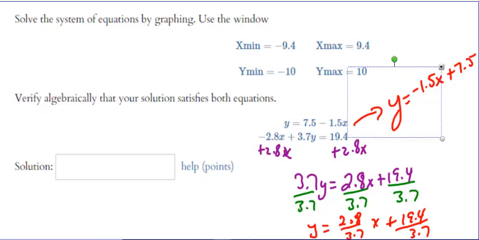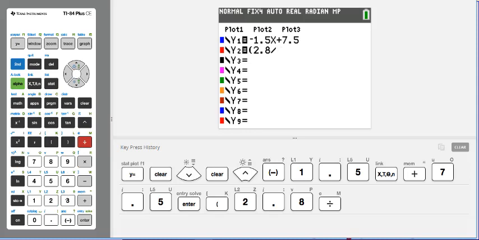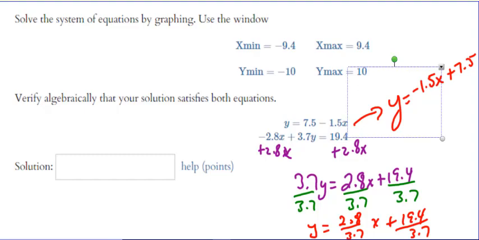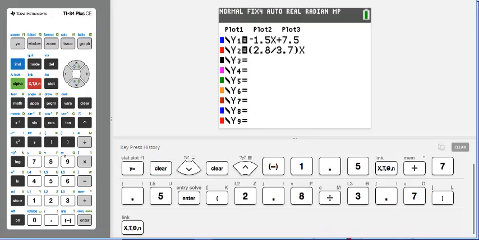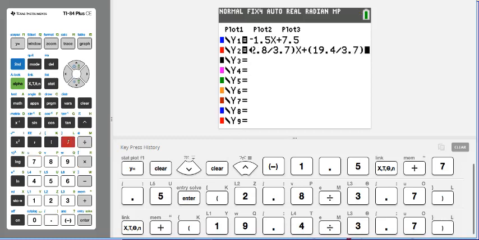The second one is 2.8 over 3.7x. So 2.8 divided by 3.7, close it, x, and then plus 19.4 divided by 3.7. Okay, so I've got this all typed in. I want to show you something.